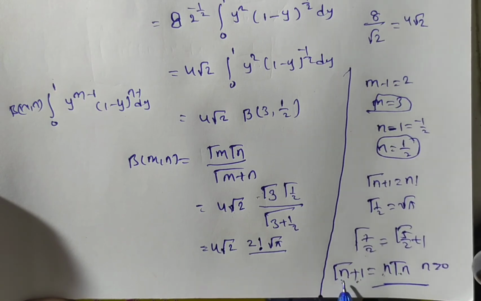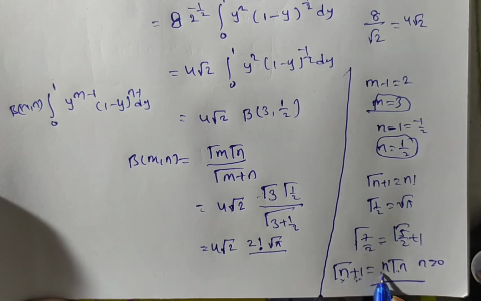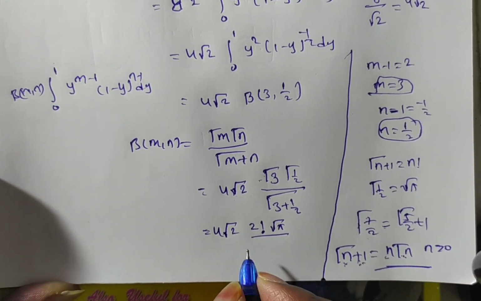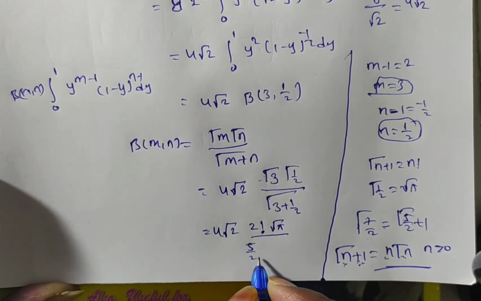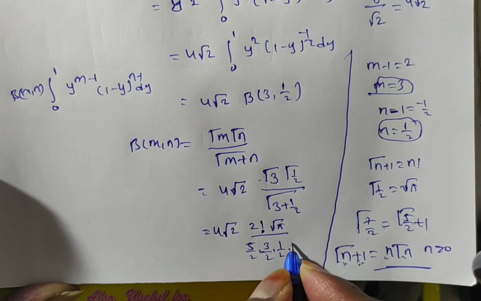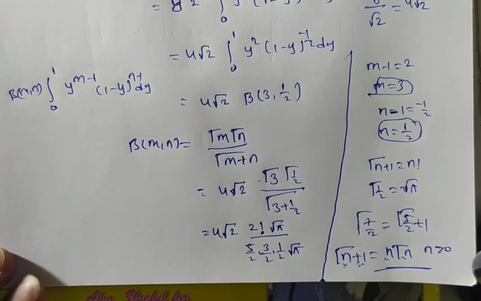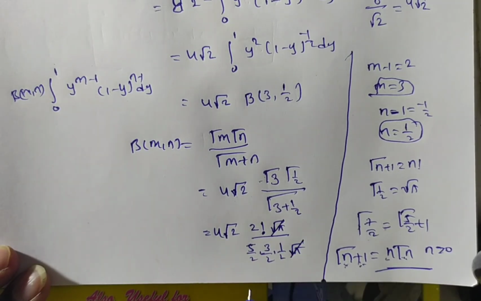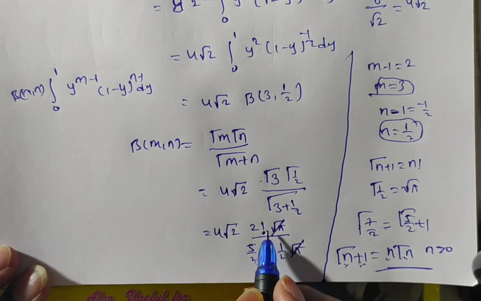Next, 3 by 2 you can write as 1 by 2 plus 1, that is 1 by 2 into gamma 1 by 2. Gamma 1 by 2 is how much? Root pi. So directly I am writing, this is 5 by 2 times 3 by 2 times 1 by 2 into gamma 1 by 2. Gamma 1 by 2 is root pi. So friends, here you observe this root pi and root pi get cancelled. Now you have to simplify this. You have 1, 2, 3, so 2 cubed will be in the denominator.